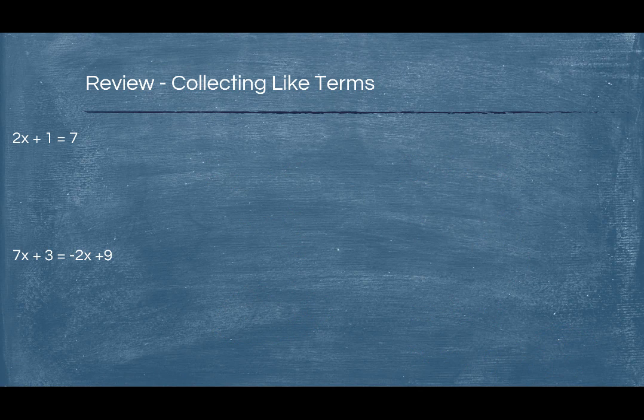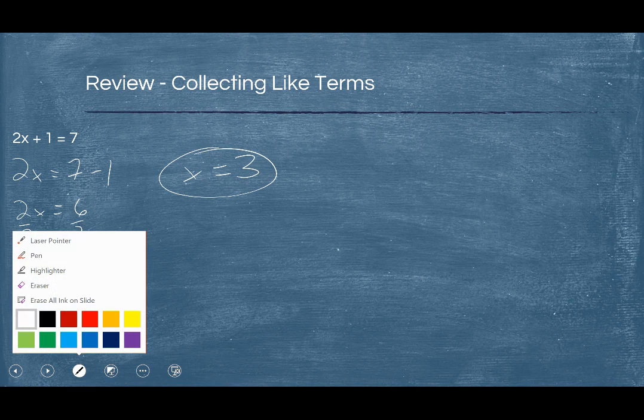So just to review collecting like terms and solving problems, this is stuff you've been seeing hopefully for some time. So what you do first is you want to move that 1 over to the other side with the 7. So we're going to have 2x equals 7 minus 1. So that leaves you with 2x equals 6. Then to get rid of the 2, you got to divide both sides by 2, and you end up with x equals 3. 6 over 2 is 3. So, it's that easy.